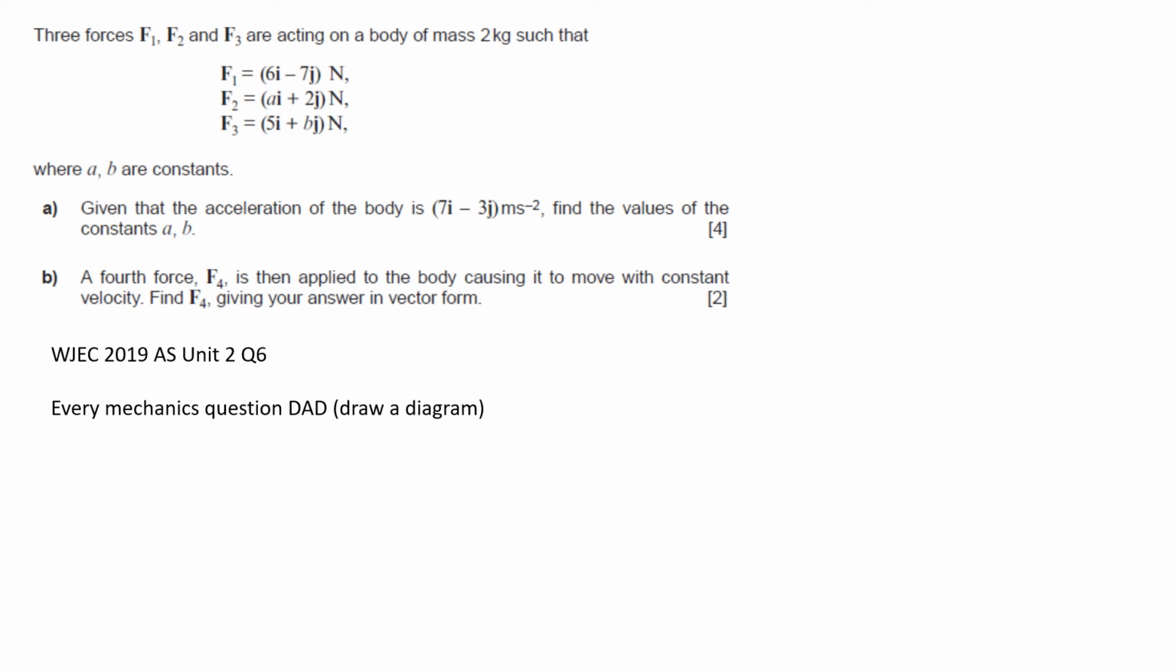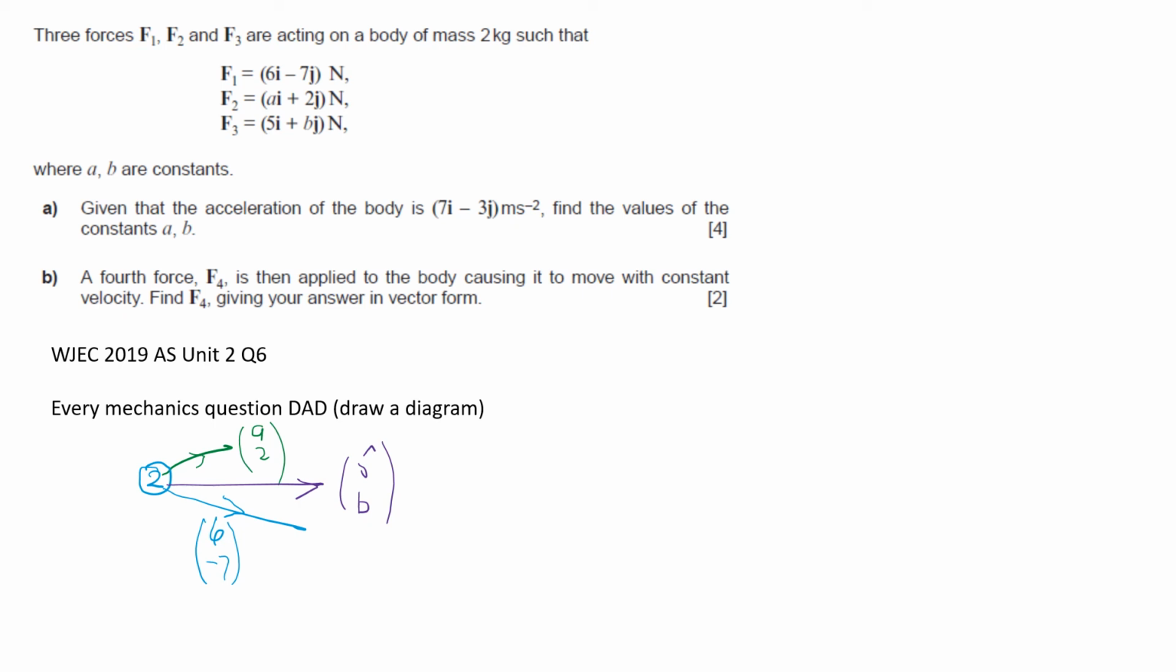draw a diagram. It's one of the things that my colleagues and myself bang on about all the time. So my diagram's fairly rudimentary. I've got my object of mass 2. You notice my three forces, I've used different colours. So my light blue force, the 6i minus 7j, goes across 6 and down 7-ish.